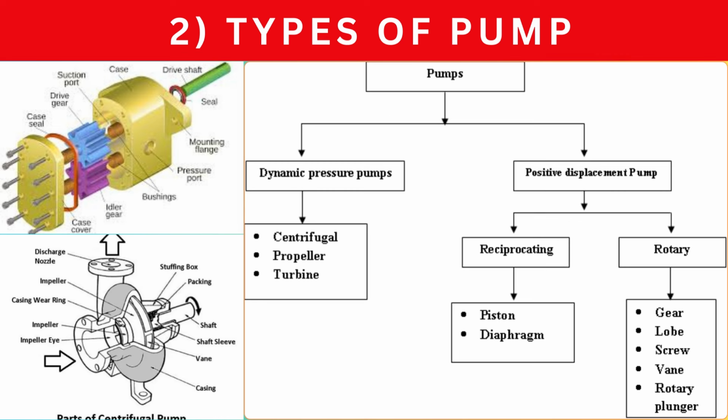Let's know about types of pump. There are basically two main types of pump. The first one is the dynamic pump, further divided into 3 subtypes: centrifugal pump, propeller pump and turbine pump. The second one is the positive displacement pump, further divided into 2 main types, that is reciprocating and rotary, both further divided as shown on display.